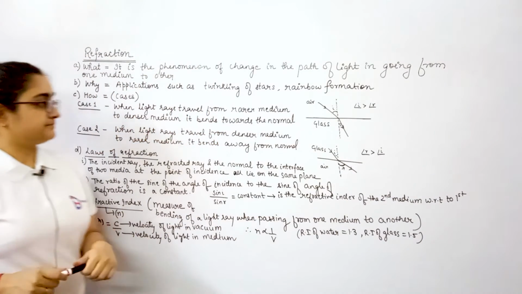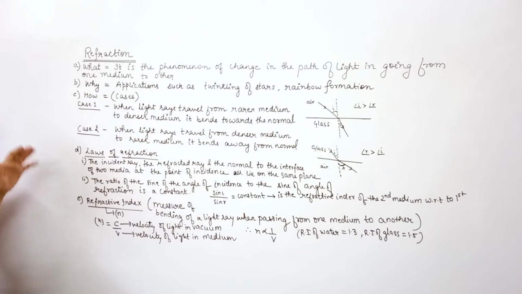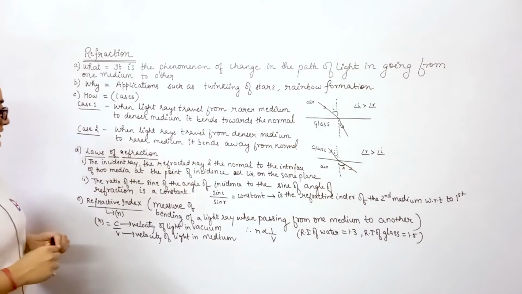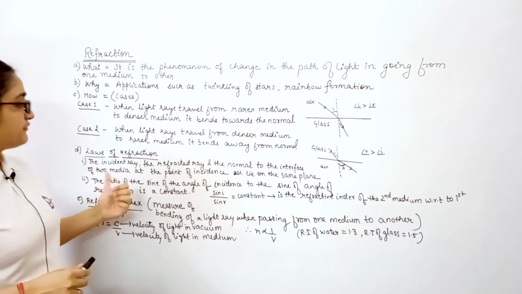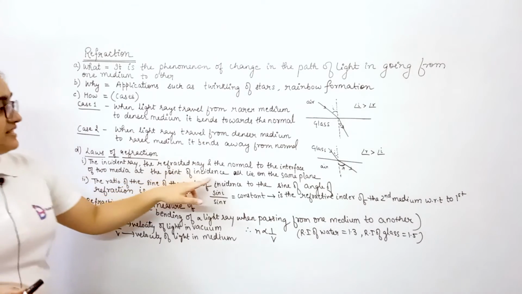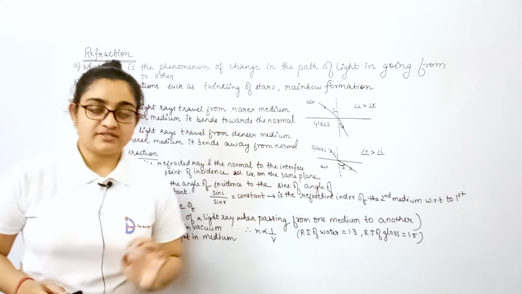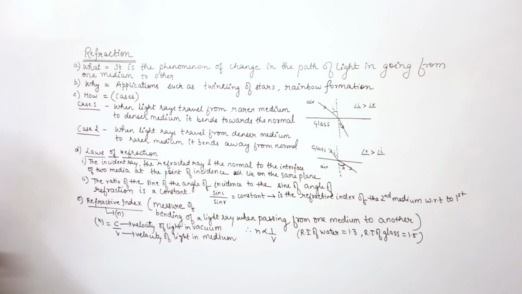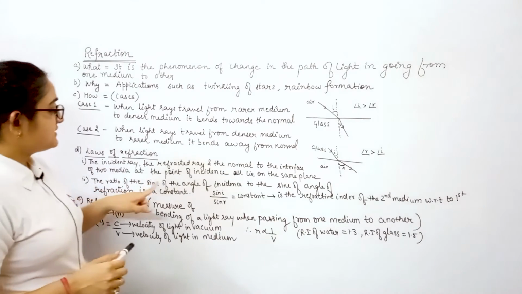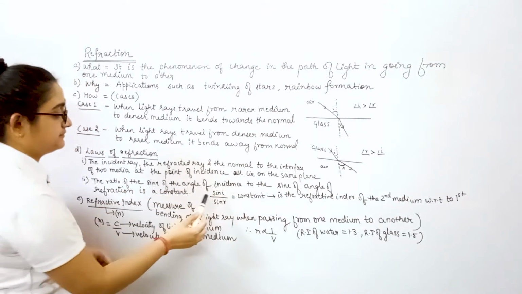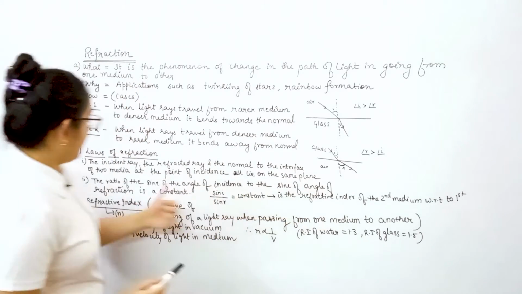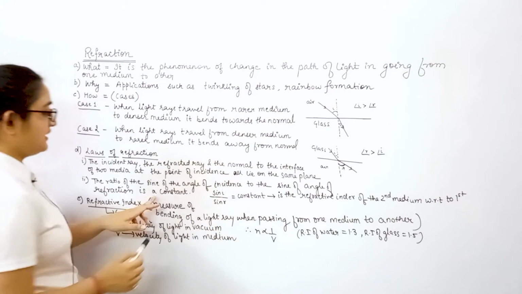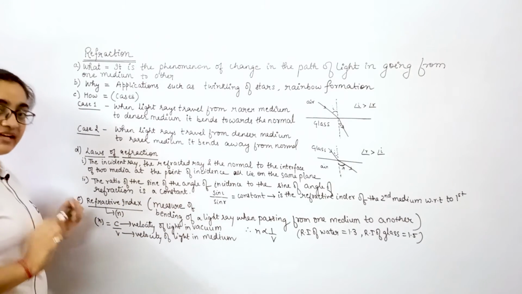Fine. Okay. Now moving to the laws of refraction. So two laws are there. The first one: the incident ray, the refracted ray, and the normal to the interface of two media at the point of incidence all lie on the same plane. This is the first law of refraction. And the second law: the ratio of the sine of the angle of incidence to the sine of the angle of refraction is a constant. This is the second law of refraction.